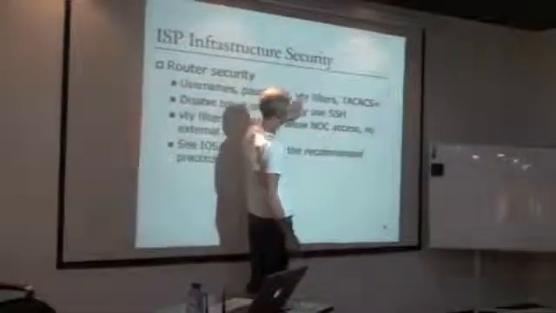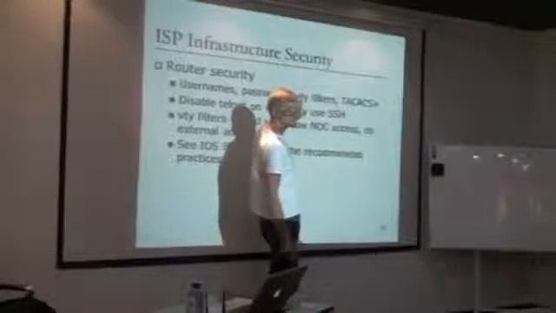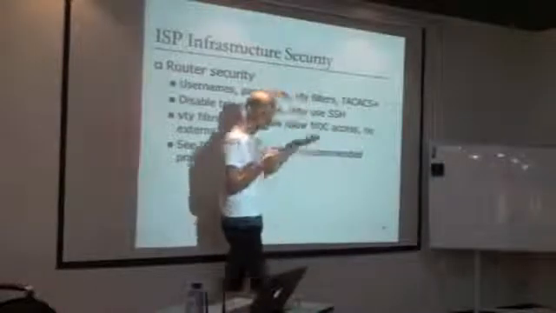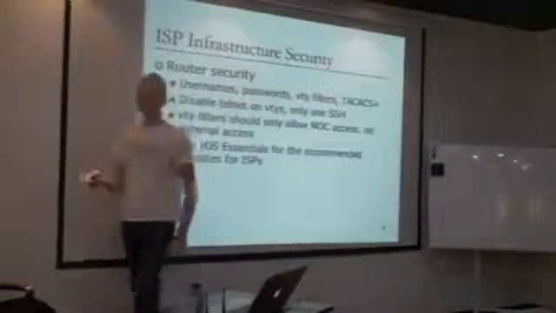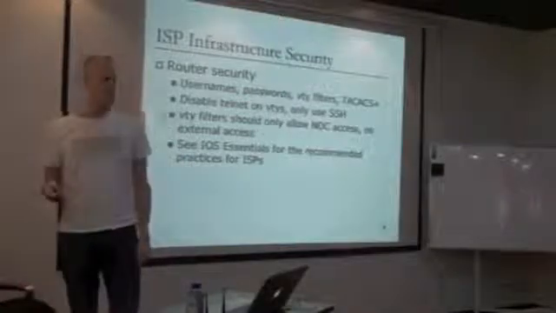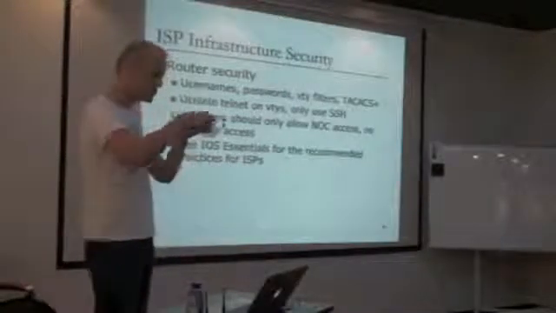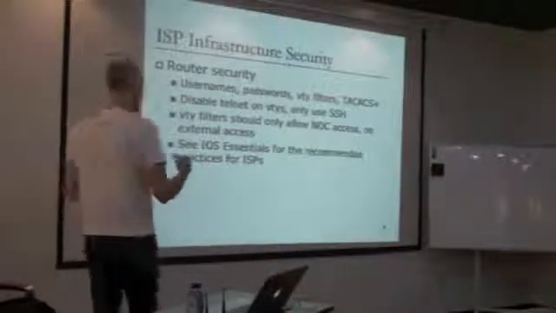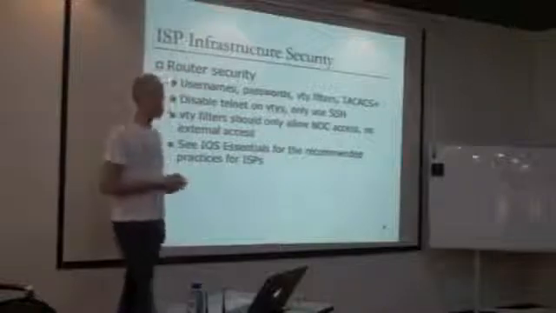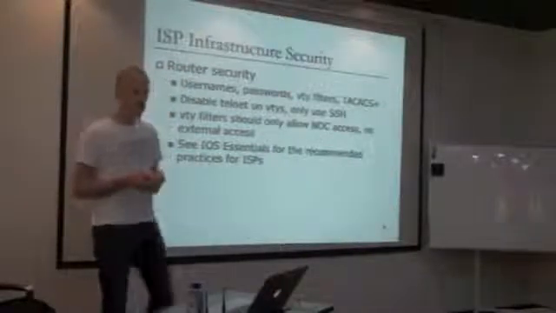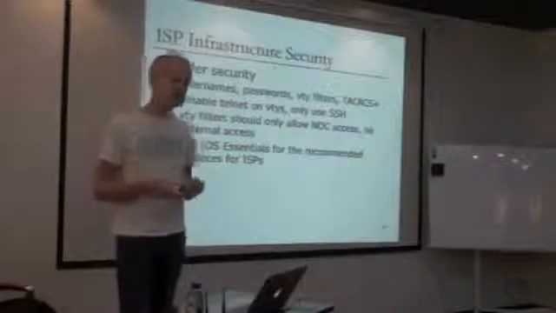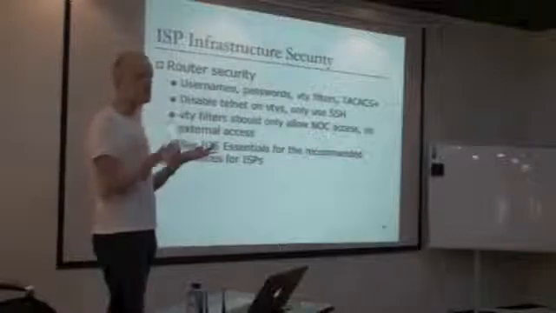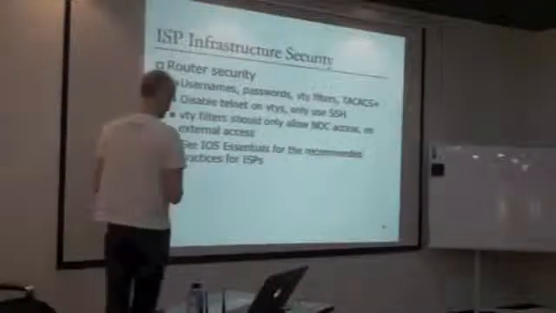Put filters onto the access, the VTY ports. When you telnet or SSH to the router, put a filter there that limits who can SSH. Generally what ISPs do is they have trusted hosts in the NOC, and it's only those trusted hosts and the backbone routers that can get access to each other. You don't want the public internet to be able to get any response from your router, so blocking access from the rest of the world, very important.